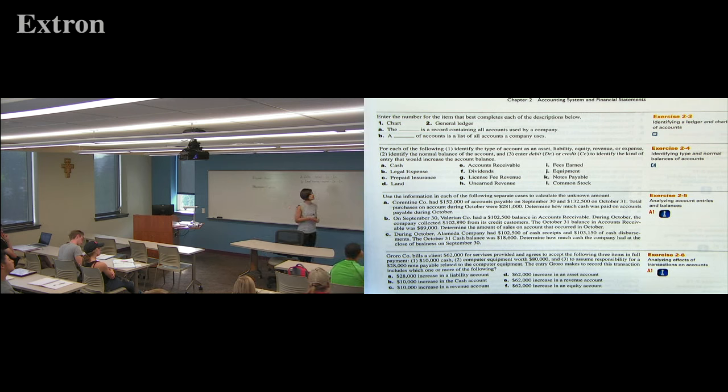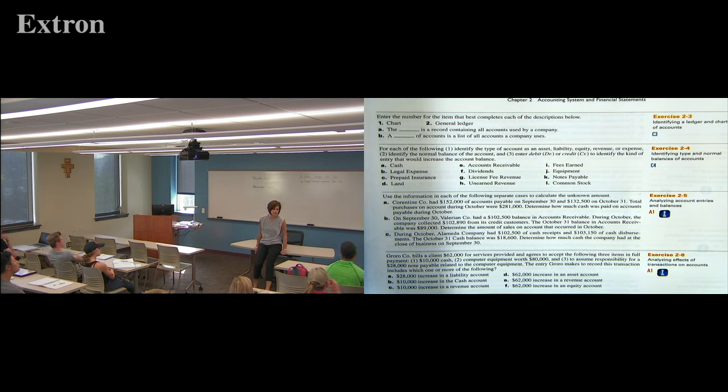Letter I, fees earned, revenue. Revenues have a normal balance of a credit. Look at your rules. Revenues have a normal balance of a credit, therefore they also increase with a credit. Letter J, equipment. Asset, normal balance, debit, increase with the debit. Notes payable, key word there: payable, right? It's a liability, yes. And liabilities' normal balance is a credit, therefore they increase with a credit.